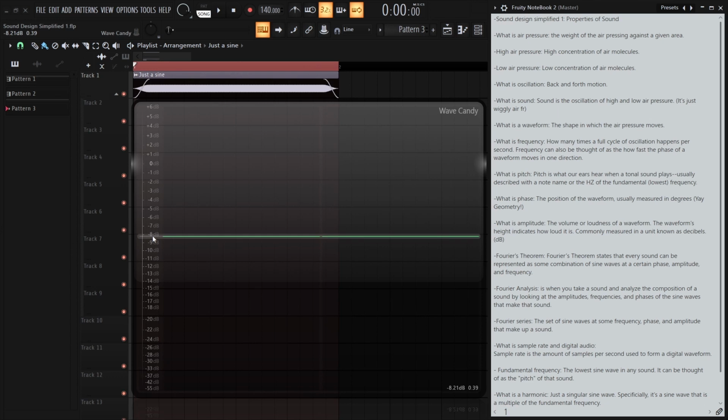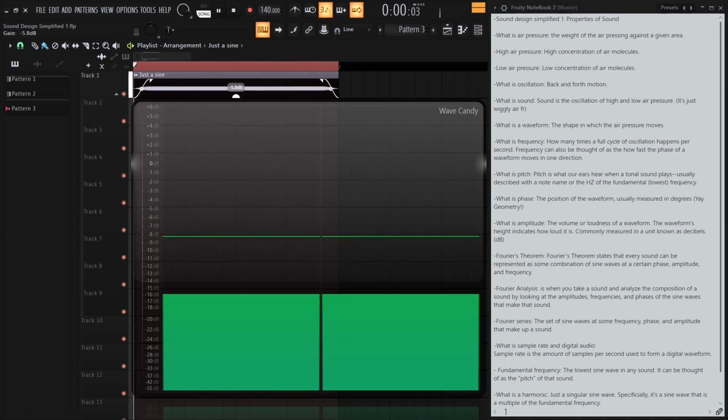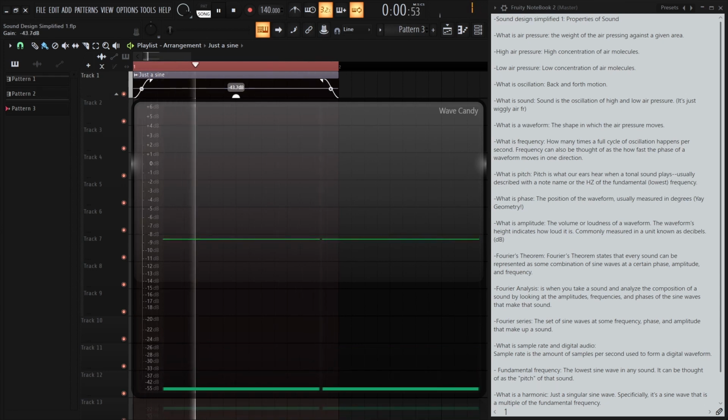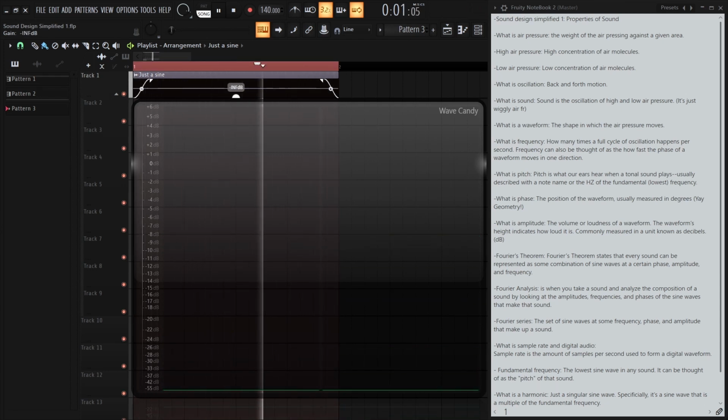So it looks like it peaks at around negative 8 decibels. So if I bring my sound down to silence, it will hit negative infinity decibels. So let's look at this. Just like that.